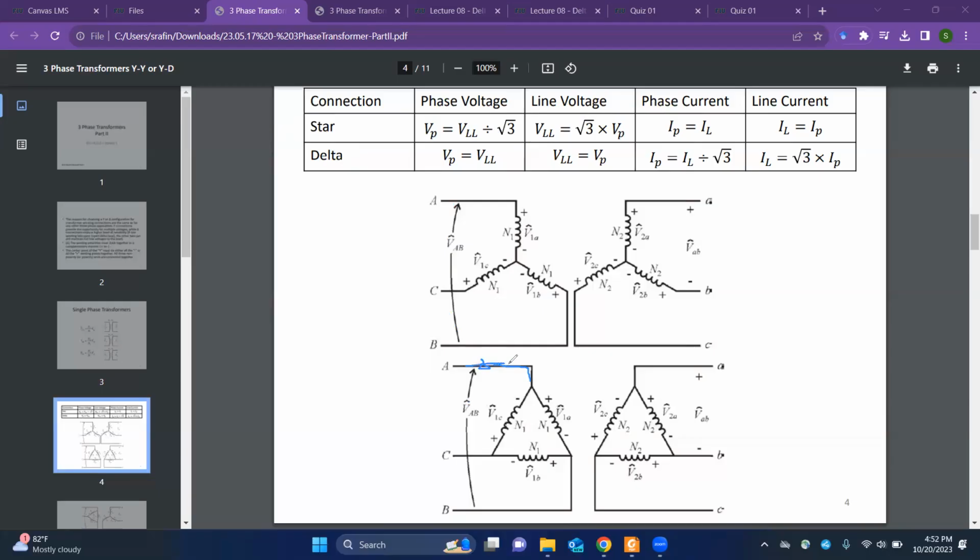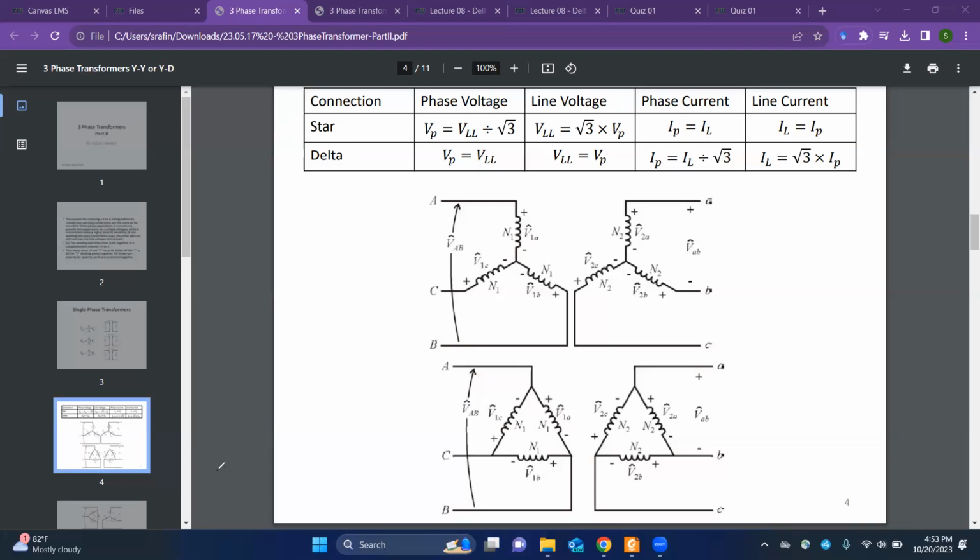So the line current is this IA, and the phase current is divided between, for example, this C and this A. So it's split between A and C. So the phase current is smaller than the line current. And what is the ratio of that? It'll be √3 times. We'll divide it by √3 or multiply it by √3.